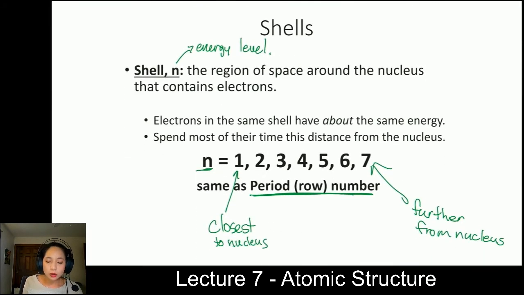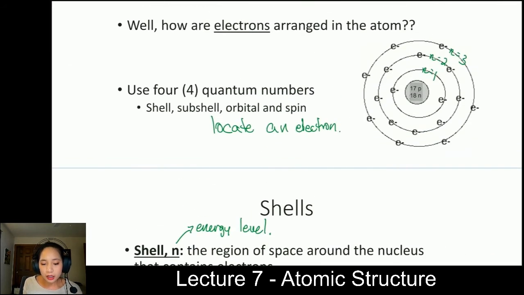So the shell, or n value, is our first quantum number. That will tell us which ring that electron can reside in. If I tell you I have an electron in n equals 2, then you would know that electron would exist somewhere in this second ring. Versus if I said you have an electron in n equals 1, then you know that electron resides somewhere in that first ring closest to the nucleus.